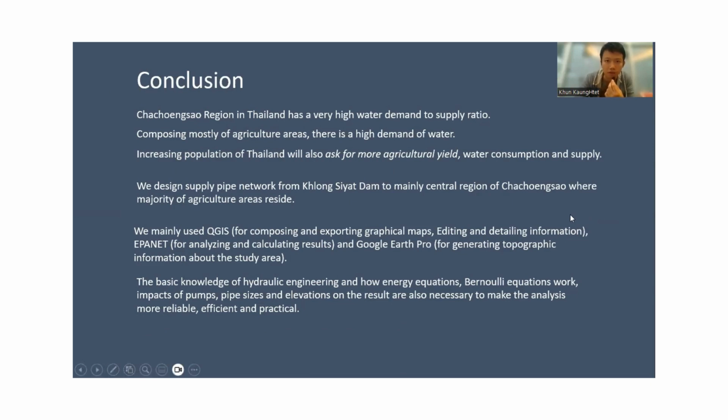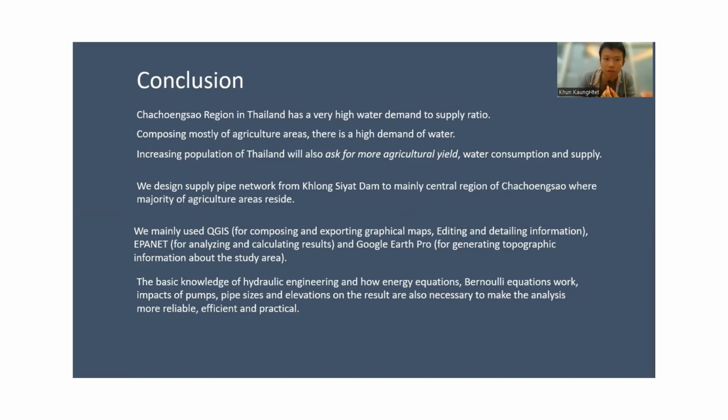So here is our conclusion. The Cha Chong Song region that we are considering has a very high water demand to supply ratio. Also, the population of Thailand is increasing rapidly, and there will definitely be higher demand for agricultural needs in the future, which means more water consumption, more water usage, and higher demand in the water supply. So we designed this water distribution network in the Cha Chong Song region for this main purpose, to meet the future demands.